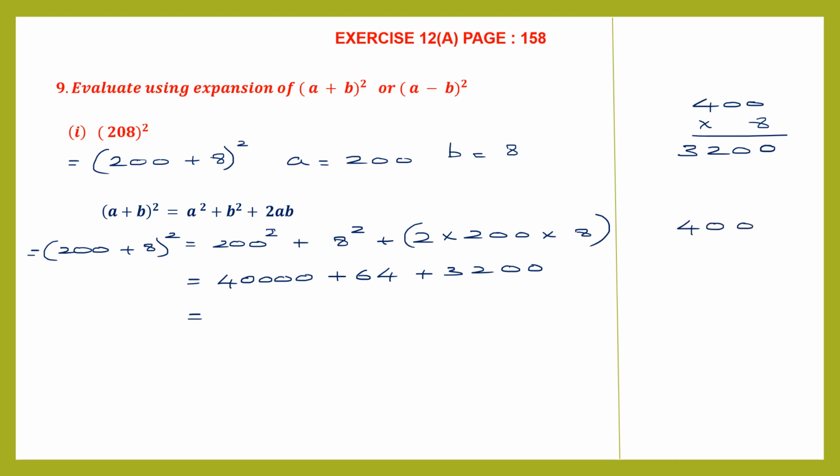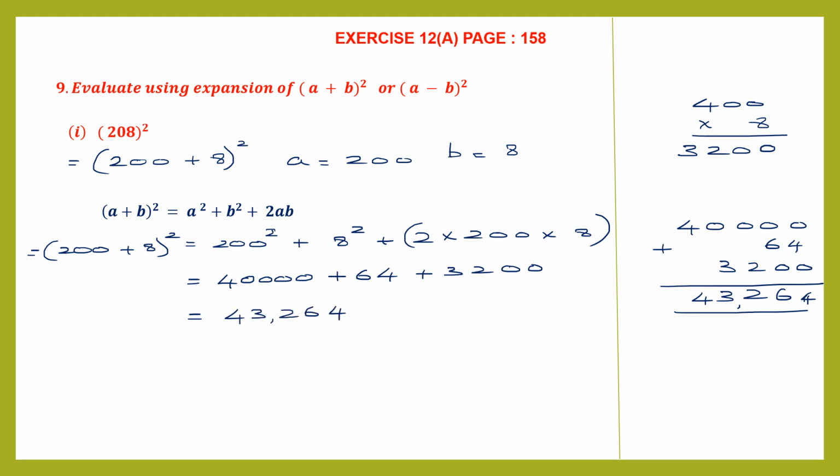Now all we have to do is add up all these. So we have 40,000 plus 64 plus 3200. We just have to add up all these. So here it is 4, 6, 2, 3 and 4. 43,264 is the square of 208. So when you get a question like this, first thing you need to do is put that number as the sum of two other numbers, and then find the square. So this time it becomes easier, especially when you have smaller, simpler numbers.